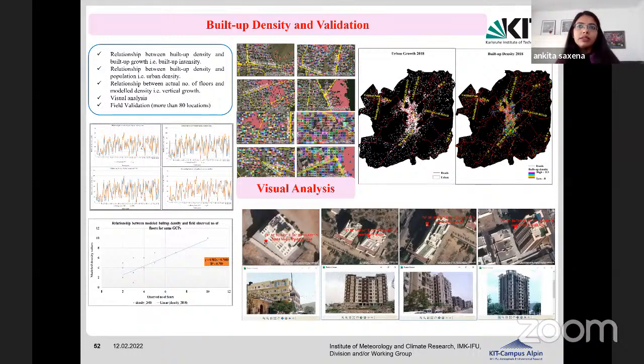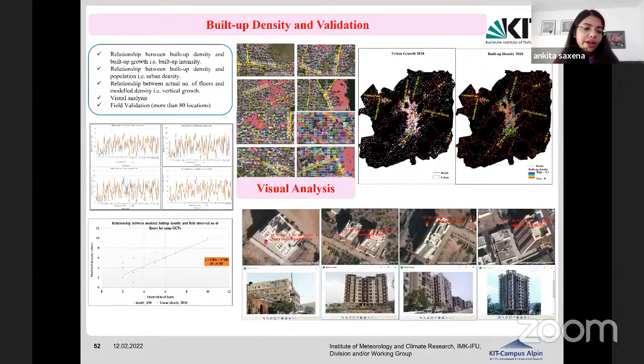also was well related with the population density concept. So it's a usual fact that where population density is higher, the urban built-up density should be higher on those locations. So we have got a good relationship between population density and built-up land density. And third, the number of floors. I visited the field and noted down the floors for more than 80 locations and tried to validate them with our simulated built-up land density outcomes. And well, it matched.